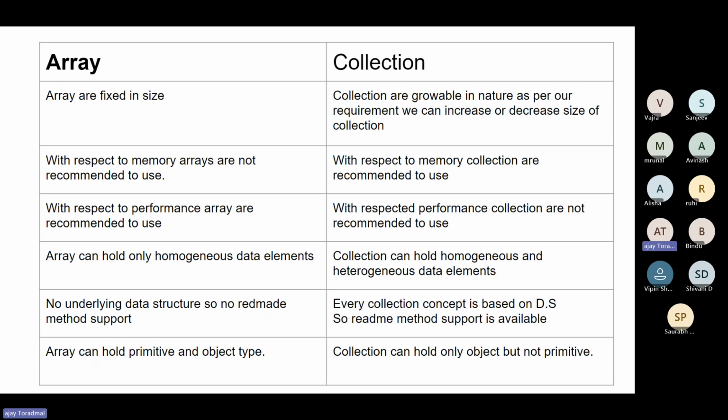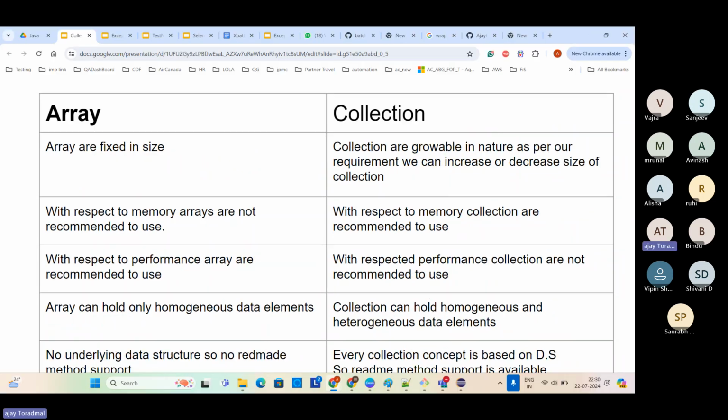So what do you think, why is this? With respect to performance, arrays are recommended. That means arrays give high performance, but collections are a little bit slower. Why is this? Let me explain.